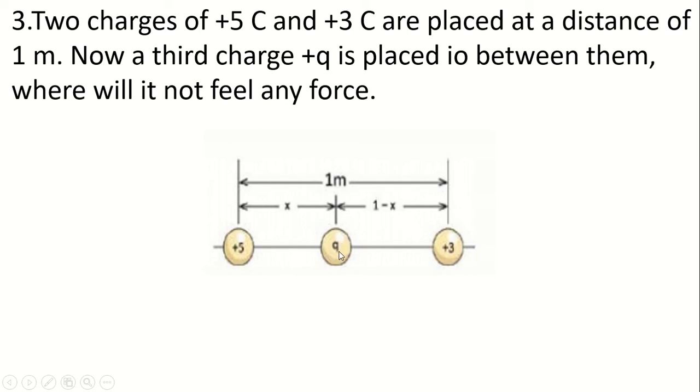So when plus Q charge is placed at this position, an interesting thing will happen. The plus 5 coulomb charge will repel the plus Q coulomb charge towards the right direction, and the plus 3 coulomb charge will repel the plus Q coulomb charge towards the left direction. These two forces will be equal. That's why, when equal force acts from both sides, a balanced position is created, and the plus Q charge will not feel any force.